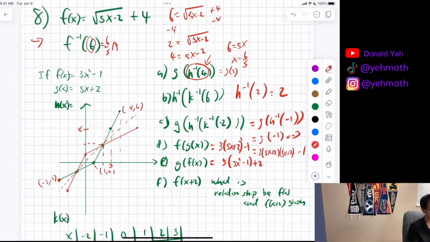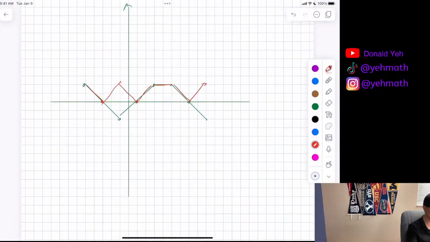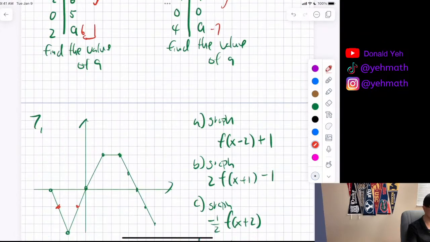So what does the f of x plus 2 graph compare to the f of x graph? What do they do? Go to the left or right? Left, good. So it's left 2 units. So make sure you understand that it's going to the left. Okay, so this part is already done. Let's go back to the graphing.